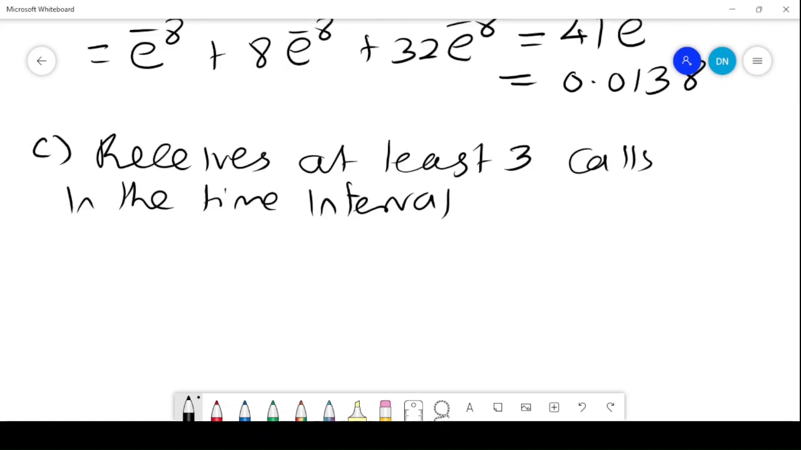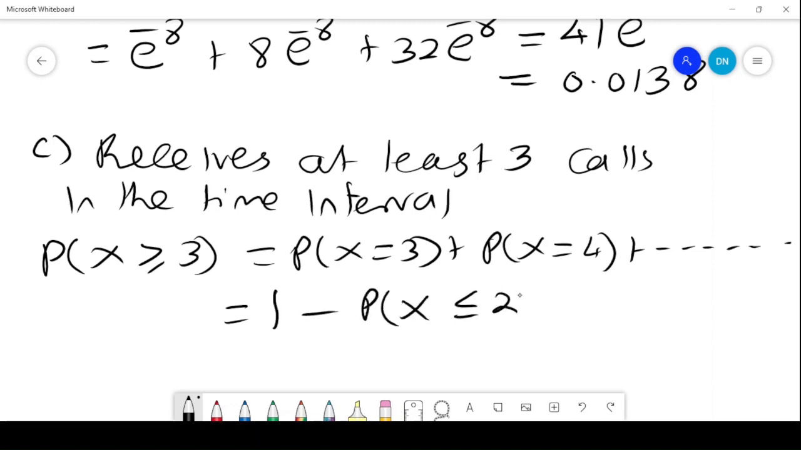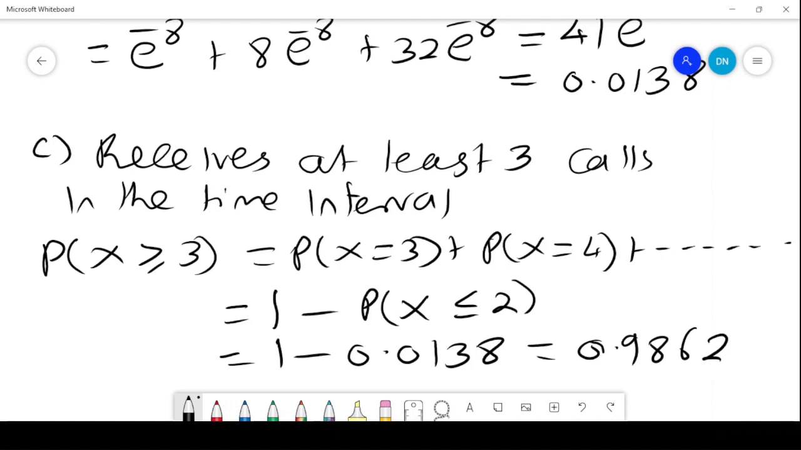Now say the answering machine receives at least 3 calls in the time interval, so the probability that x is greater than or equal to 3. So we look at all the possible probabilities up to infinity, and this is the same as 1 minus the probability that x is less than or equal to 2. So it is 1 minus 0.0138, and that gives us 0.9862. So there is a very high chance that it will receive a minimum of 3 calls or more, and that is okay because on average it receives 8 calls in that time interval.